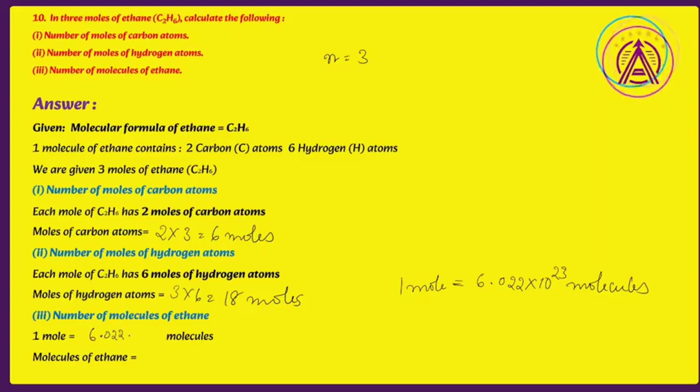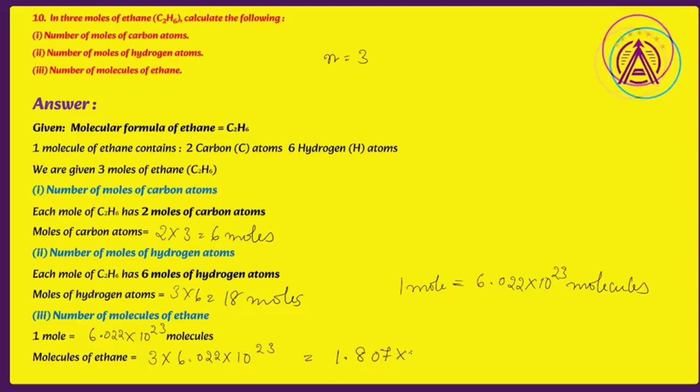6.022 into the power 23 molecules. So, how many molecules are there in 3 moles? 3 into 6.022 into 10 to the power 23, which gives me 1.807 into 10 to the power 24 molecules. Okay, remember I've tried to put this in the scientific notation form, where it is n into 10 to the power n, where that n is between 1 and 9. Otherwise, I could also write it as 18.07 something into 10 to the power 23.